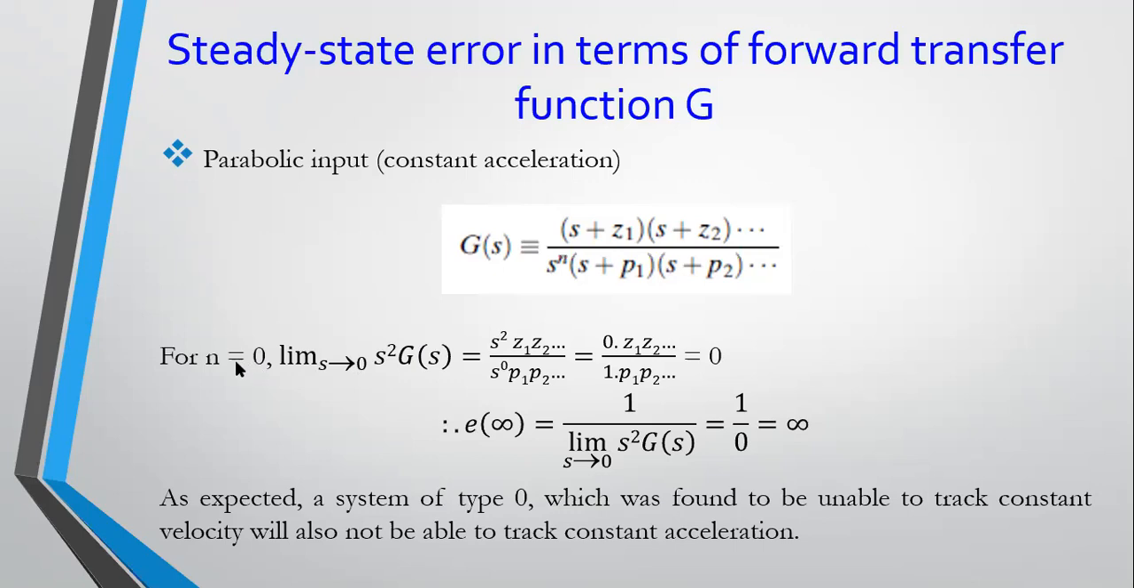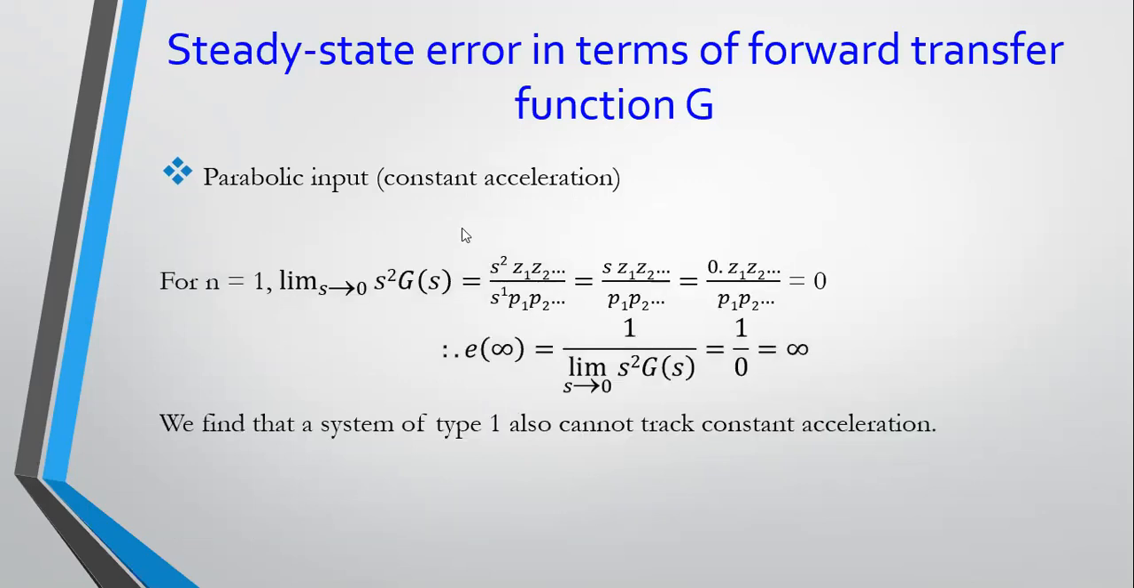So if you have a type 0 system, you have s squared on top, 1 in the denominator, so you can get 0. So infinity means, as expected, a type 0 system is not able to track acceleration. It was not able to track constant velocity, so definitely it's not going to be able to track constant acceleration. So that's expected.